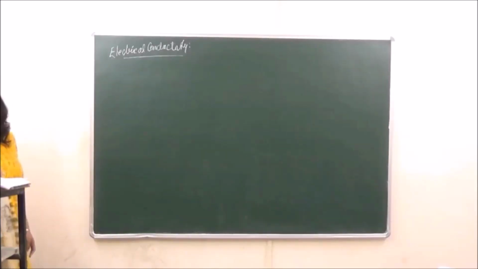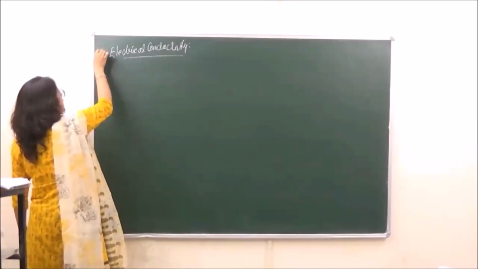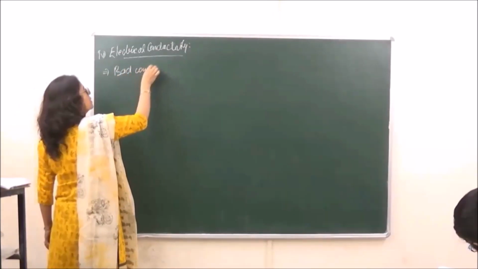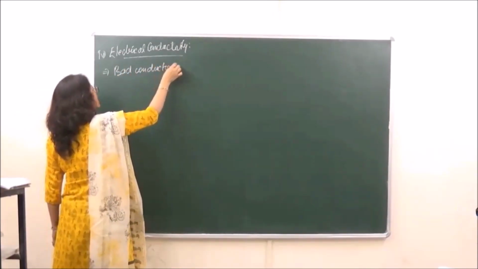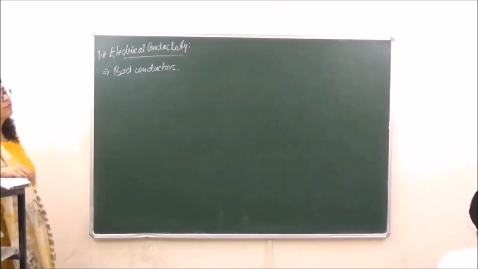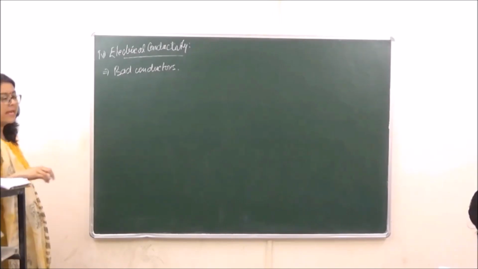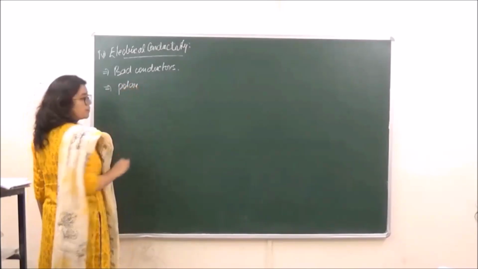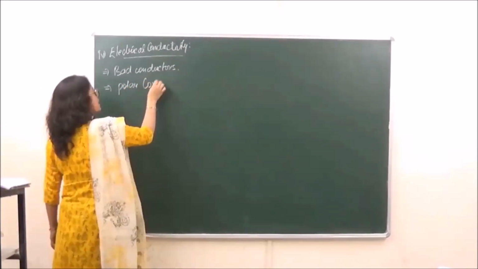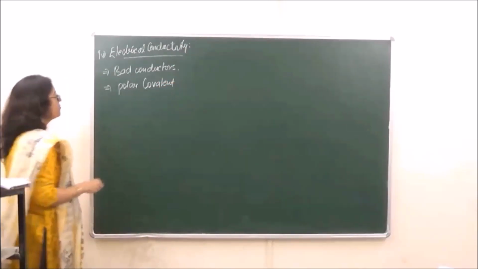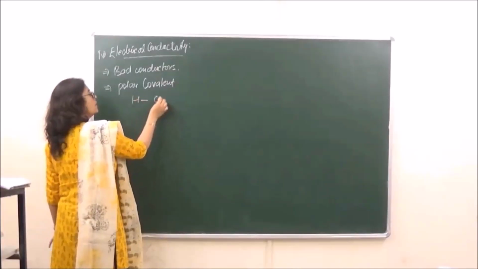Okay, now electrical conductivity. We say that the covalent compounds are bad conductors. They do not conduct electricity because they do not have free electrons or free ions. Okay, but there are certain polar covalent compounds, about which we will study in our next topic, which have free ions.